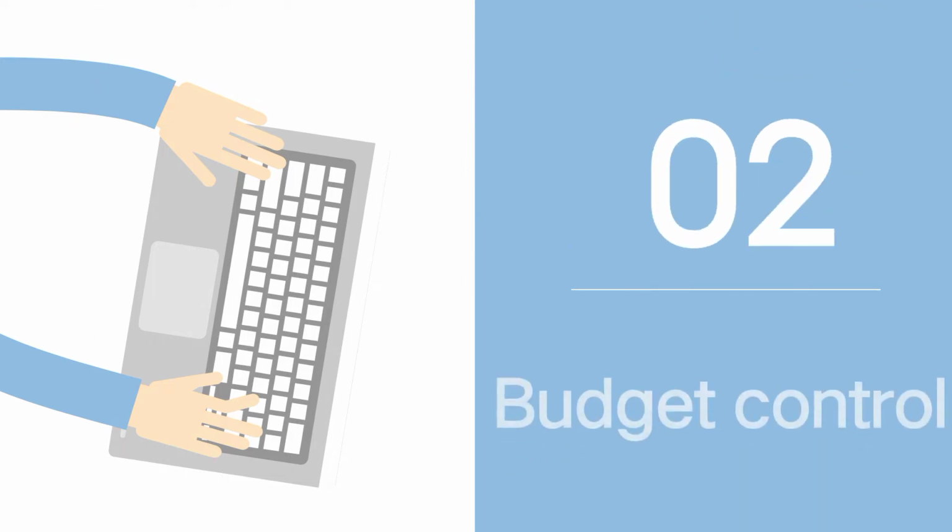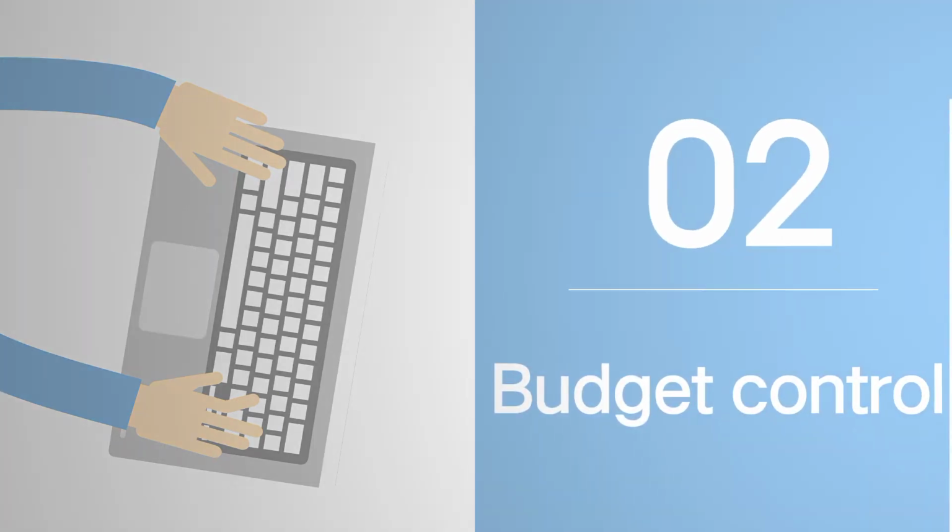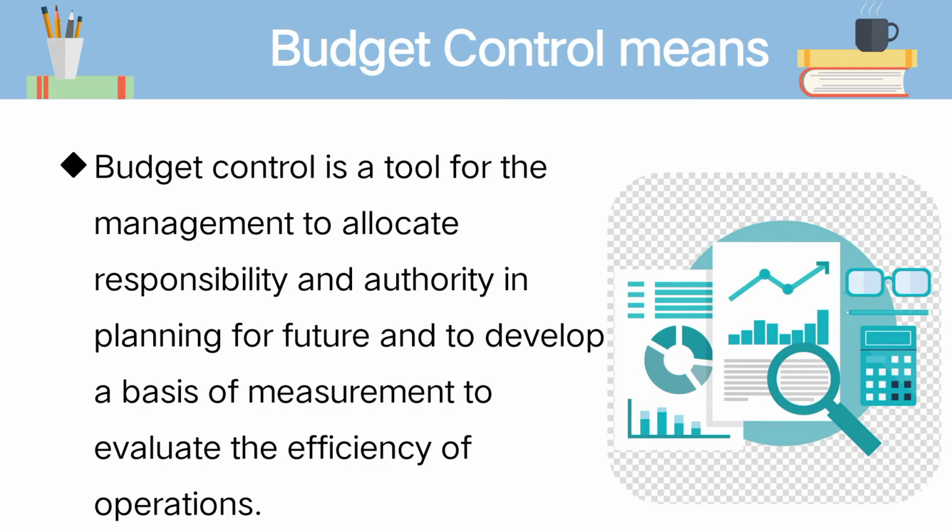The next one is budget control. Budget control is a tool for the management to allocate responsibility and authority in planning for the future and to develop a basis of measurement to evaluate the efficiency of operations. A budget is a plan of the policy to be pursued during a definite period of time.